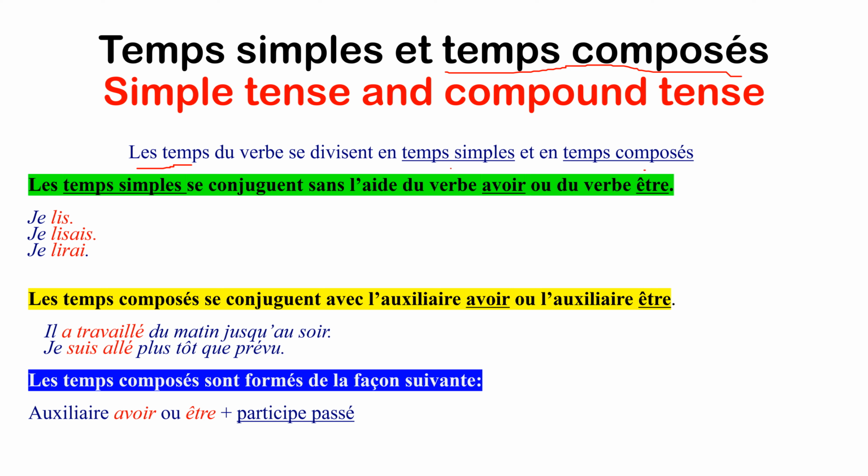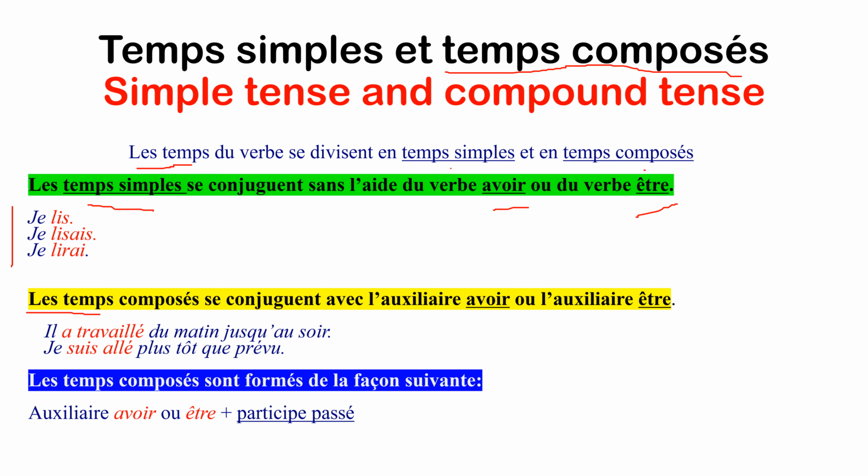What is it? So, simple tenses are conjugated without the verbs avoir and être, helping verbs. You remember we looked at earlier? Je lis, je lisais, je lirai. Here they are simple tense because we are not using the verb avoir or être as helping verbs.